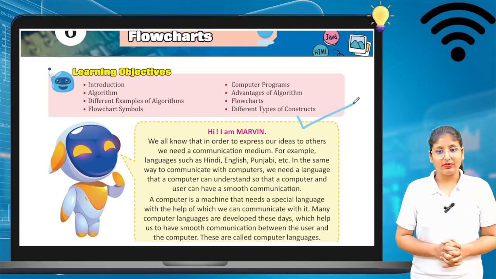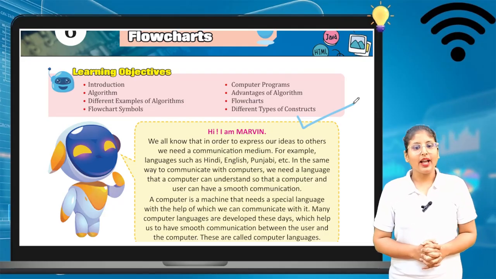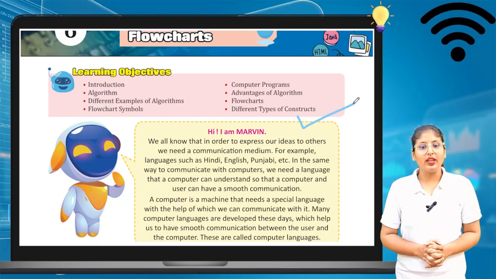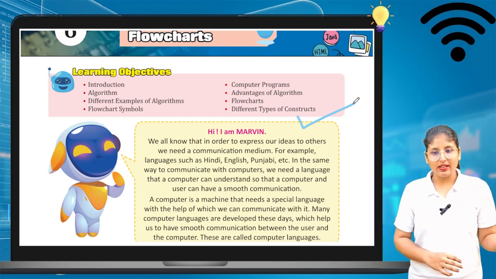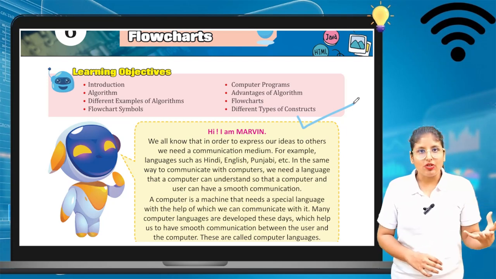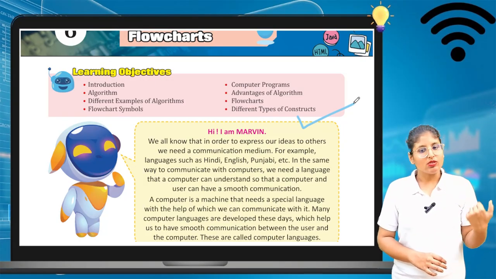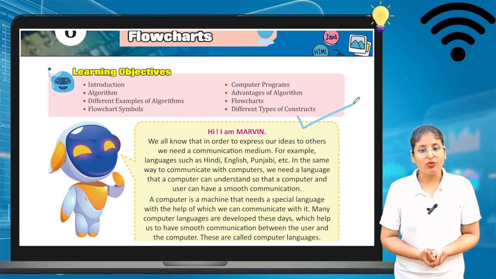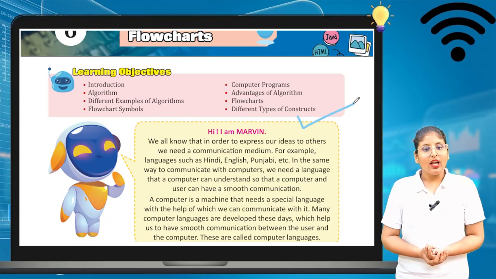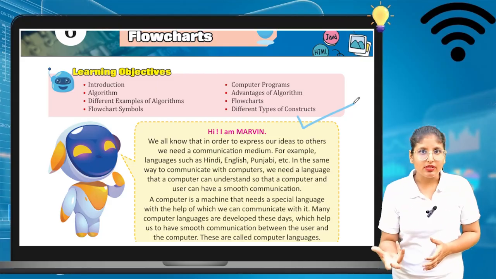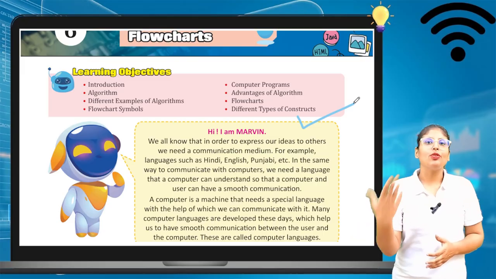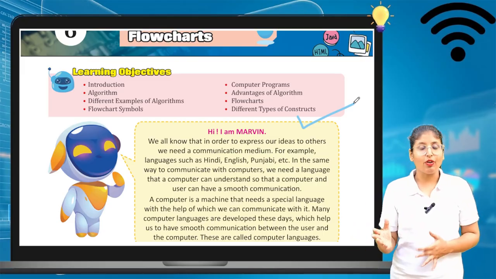Hi, I am Marvin. We all know that in order to express our idea to others, we need a communication medium, for example, a language such as English, Hindi, Punjabi, etc. In the same way, to communicate with computers, we need a language that a computer can understand, so that a computer and a user can have smooth communication. Without language we cannot communicate.